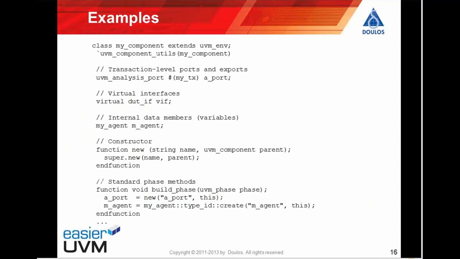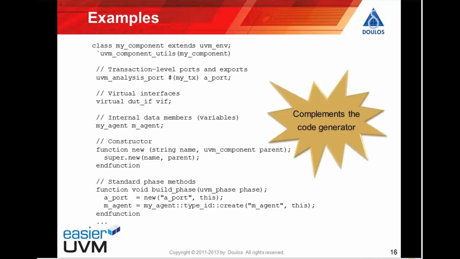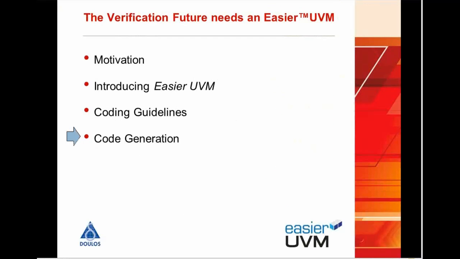Okay. In addition, we are providing certain code examples, not only templates, where we see what is important. This is now for the UVM component with analysis ports and virtual interface. That means this is a so-called transactor, and we see here which methods have to be implemented. Finally, this complements the code generator. It relates all the things together.